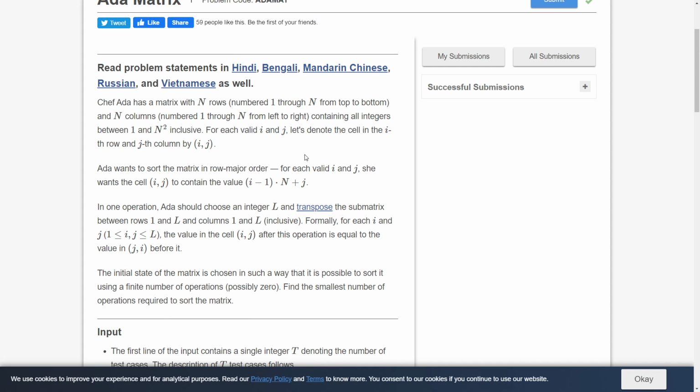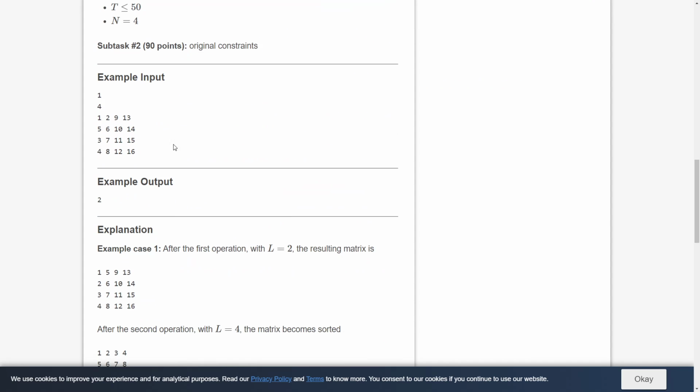And you are given one operation, and you can perform only that operation. So what is that operation? That operation is, you choose an integer L which will be less than n, and we are talking in one based indexing, so it can be equal to n as well, and transpose the submatrix between rows 1 and L and columns 1 and L. For example, if you choose L is equal to 2, then you will be transposing this matrix 1 2 5 6, right? So something like that.